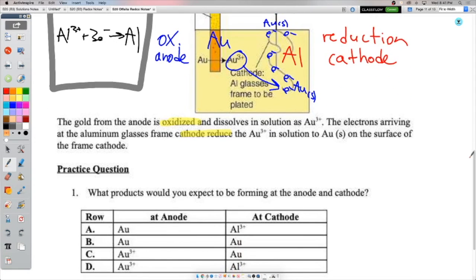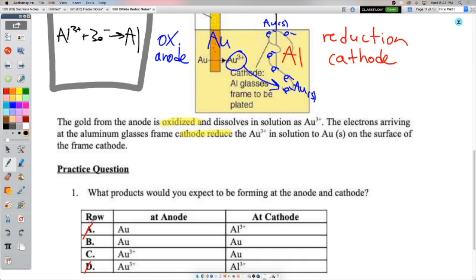At the cathode, what is being produced? Well, solid gold, that's the whole point. As these gold ions get attracted over here to where all the electrons are, they pick up the electrons and they get reduced into solid gold. So we're not making aluminum 3+, that's for sure. So it's not A or D. Let's look at B and C then.